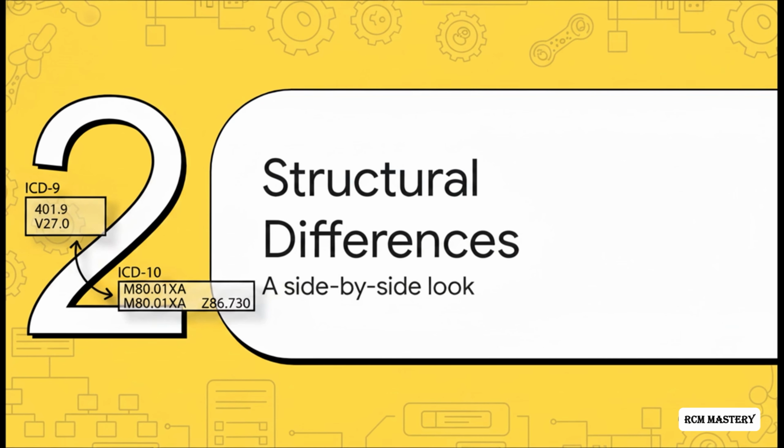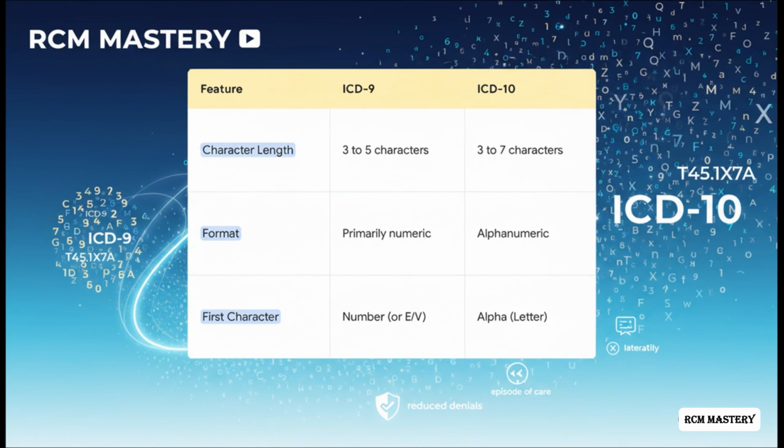So let's take a look at how it does that, starting with the most obvious changes, the structural differences. I mean, you can see right away, these two code sets look totally different. And that new structure is the foundation for everything. So here's where it gets interesting. ICD-9 codes were short, right? 3 to 5 characters, mostly just numbers.